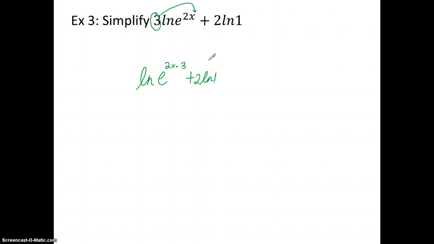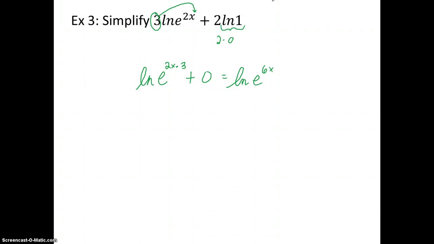Well, before we do anything here, we know by the first property that the log of 1 is always going to be, that's right, 0. So here we have 2 times 0. So really, this whole thing right here is just 0. So why don't we just put 0 here from the beginning? Alright, so now we have ln of e to the 6x.